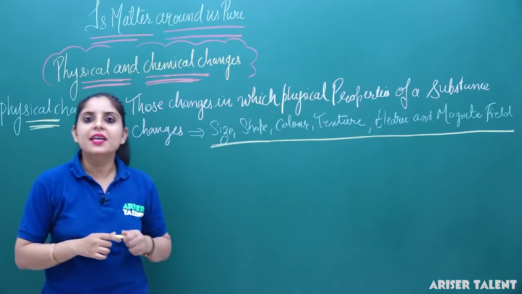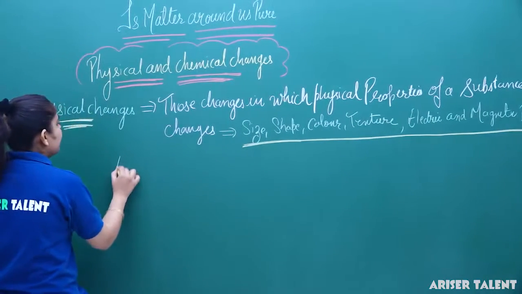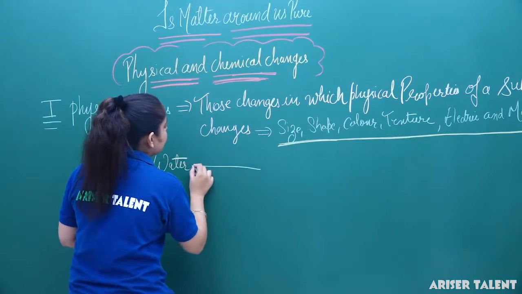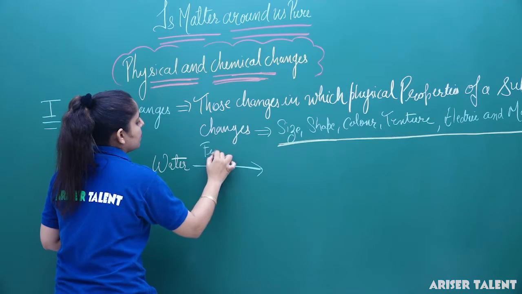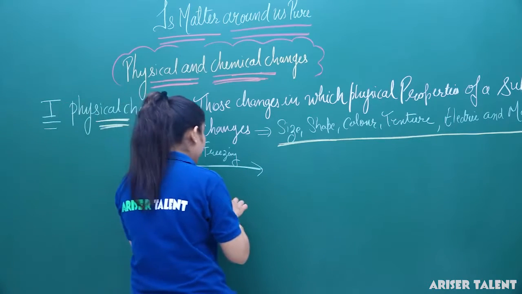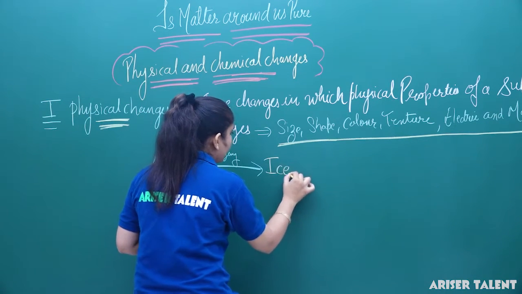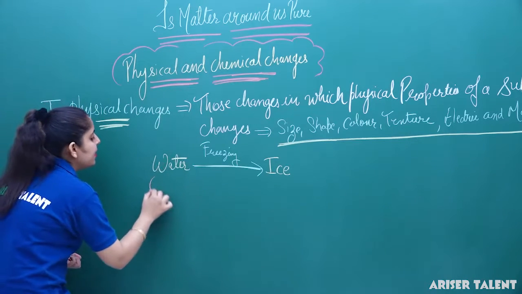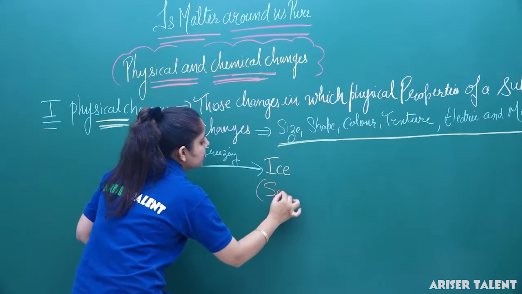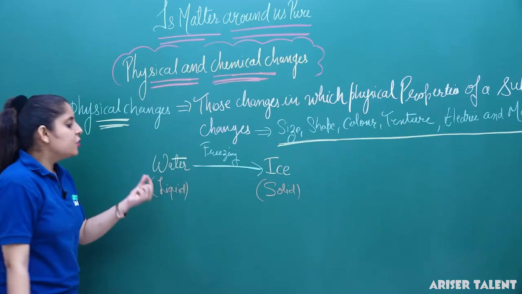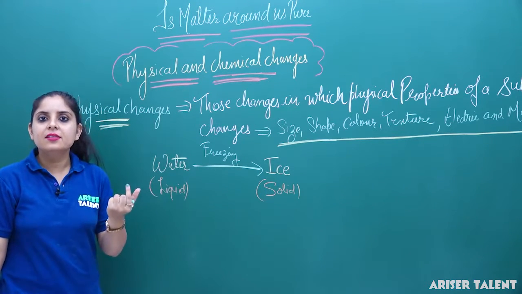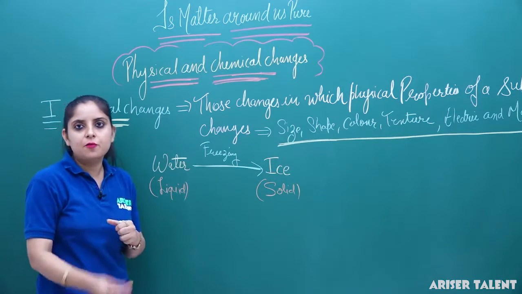So I'm just taking an example here. Suppose there is water and you are freezing it. If you keep freezing the water, what will you get here? You will get ice. This water is in the liquid state and this ice is in the solid state. Clear? This liquid state is converted into the solid state by just keeping the water at 0 degrees Celsius, because at 0 degrees Celsius there is a formation of ice.